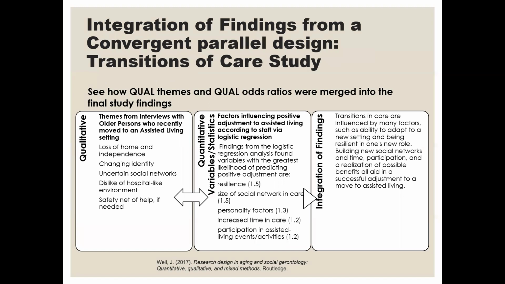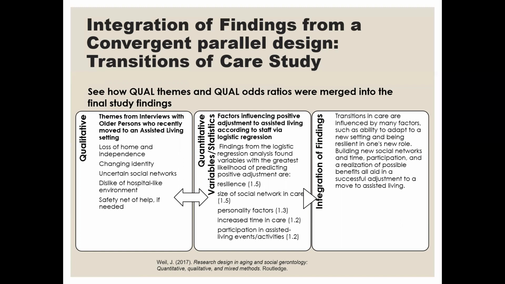And I'm going to give you an example of something from my textbook, but it shows you how you can merge all the findings. So in this case, somebody was looking at transitions of care for older adults who moved from their home into assisted living. So in the qualitative portion, they did open-ended interviews, and the themes that came out were, when I moved, I felt a loss of home and independence. I felt a change in my identity. I didn't know my social networks. I maybe lost friends that I was friendly with at home in my home. I don't like the hospital-like environment of skilled care. And I like the safety net. So these are all the themes that you got from the qualitative interviewing, right?